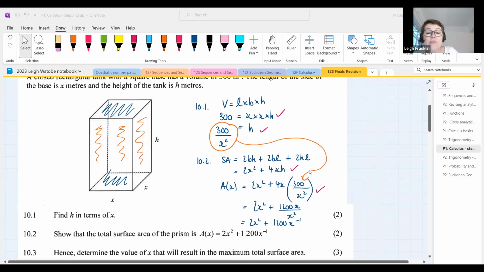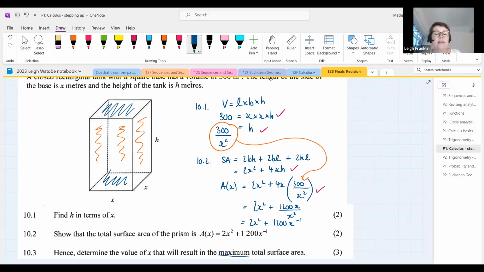Okay, all right, everybody. So for the maximum total surface area, remember when we maximize, our derivative has to be equal to 0. Also, they said the word hence. So the word hence means we've got to use what we previously calculated. All right, so in 10.3, we have to take the derivative. So that would give us 4x minus 1200x to the power of -2. So we've got to take our derivative. We've got to make it equal to 0.